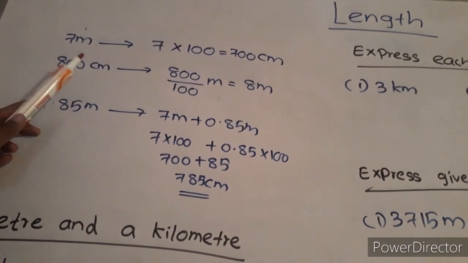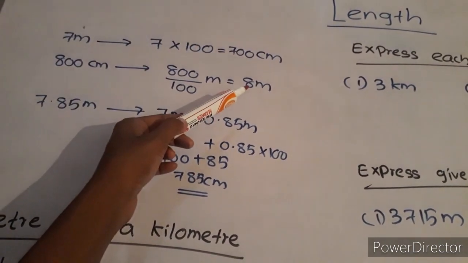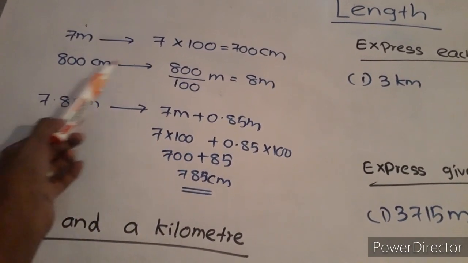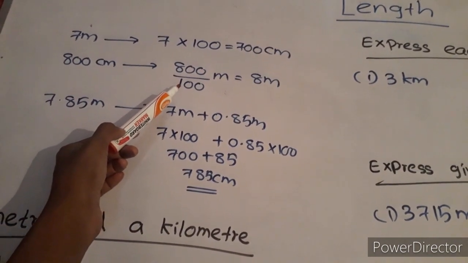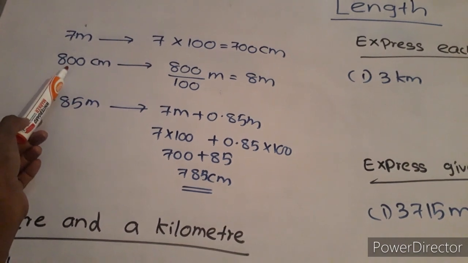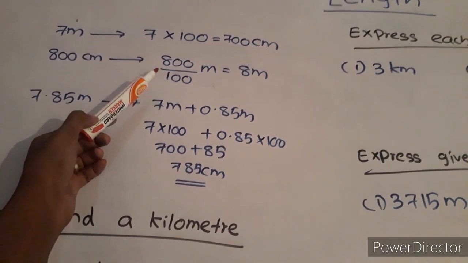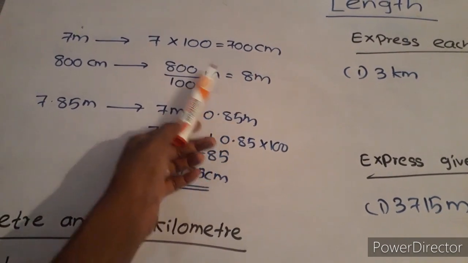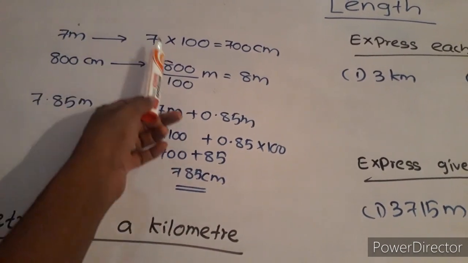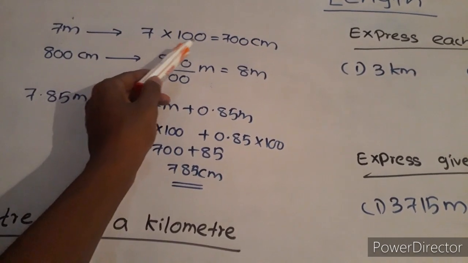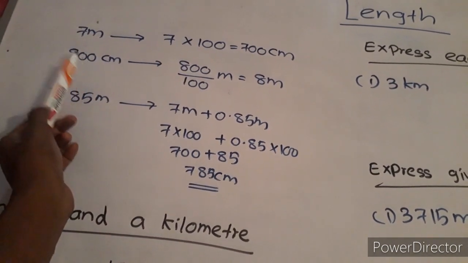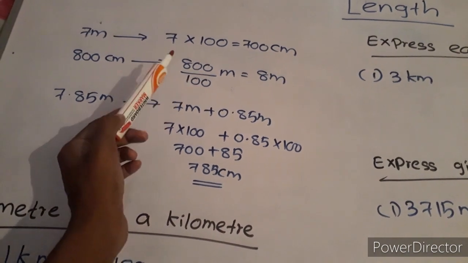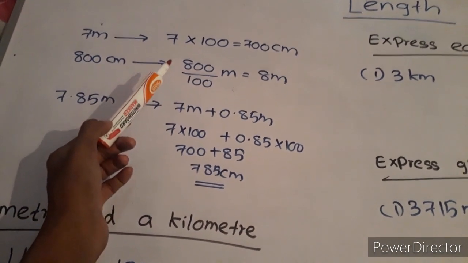To convert centimeters into meters, we have to express centimeters in meters. What we have to do? Divide by 100. So 800 centimeters, we have to divide it by 100. Then it becomes 8 meters. So you have to keep in mind, to convert meters to centimeters, you have to multiply by 100. To convert centimeters into meters, you have to divide it by 100. That is what you have to keep in mind.